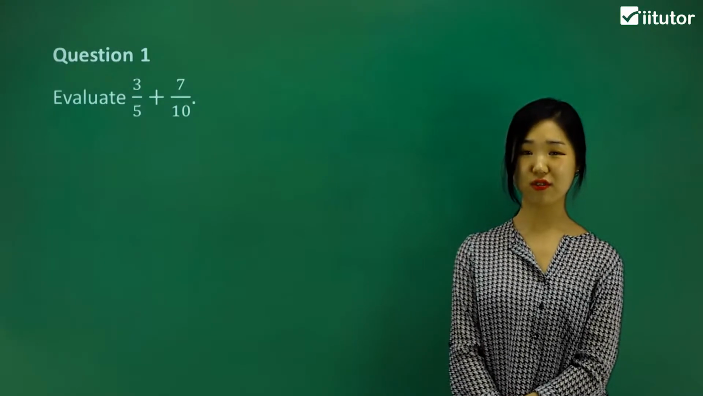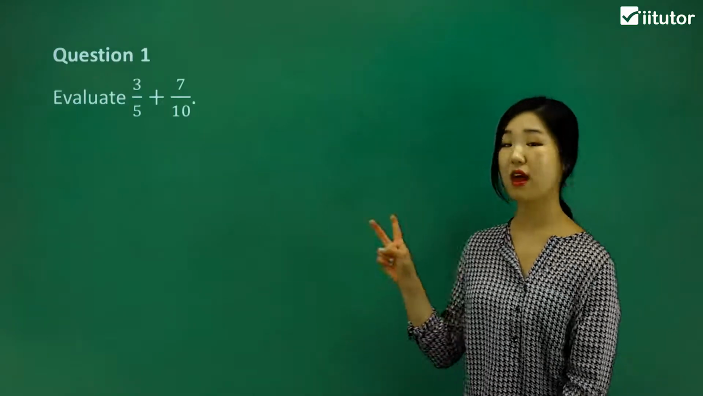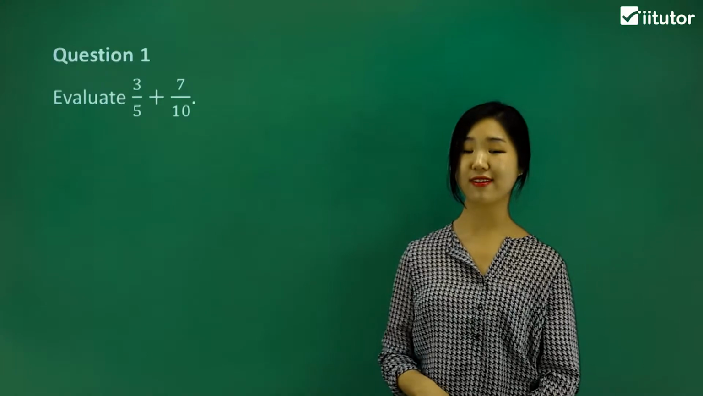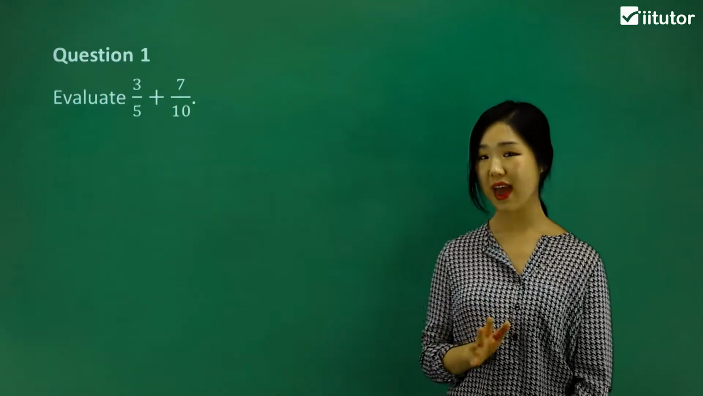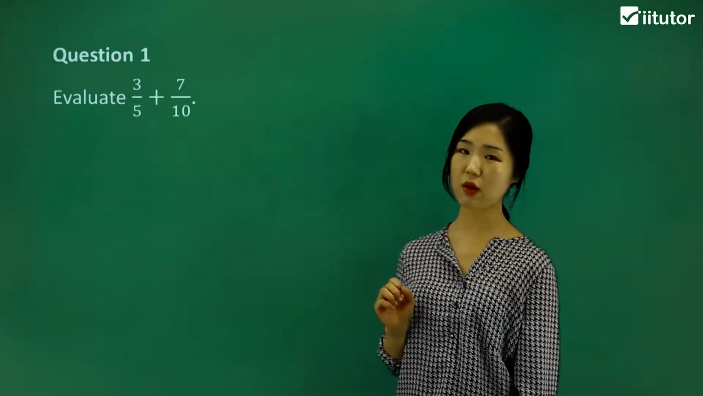Now let's do the addition of fractions. If you have a look at question 1, they're asking us to evaluate the sum of two different fractions. The key part of adding fractions is to make the same denominator. We cannot add the fractions if the denominators are different. So, think about the lowest common multiple.